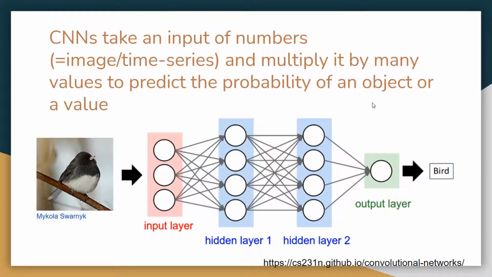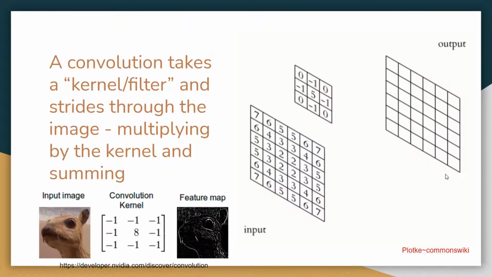So for example, one of my favorite birds, the dark-eyed junco, we can detect that this is a bird by multiplying the different numbers in the basis of the image by filters and other numbers, and then doing summations and taking the max. But basically, a series of very simple mathematical operations will allow us to go from this image to the prediction that this is indeed a bird.